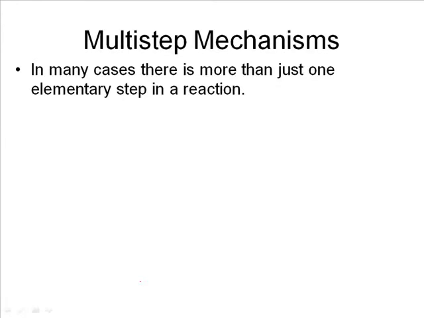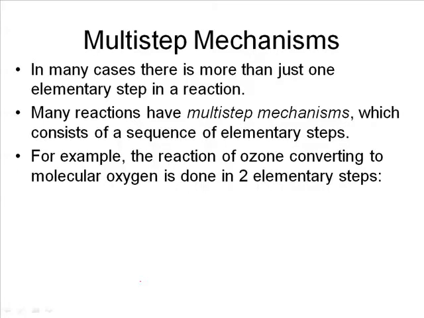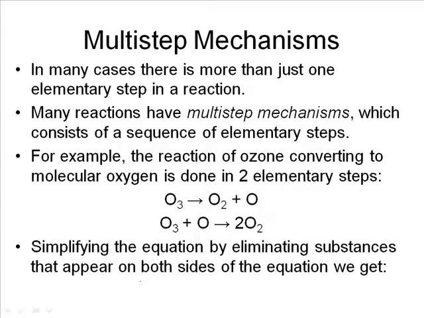So in a lot of cases, there's more than just one elementary step in a reaction. A lot of reactions have what we call multi-step mechanisms, which is basically 2 or 3 or 4, or maybe 5 or 6 elementary steps that produce an overall reaction. For example, the ozone layer protects us from the sun's ultraviolet rays. When it converts to molecular oxygen, it's not done in just one step. What we see here is the equation that we would write down. This is the overall equation.